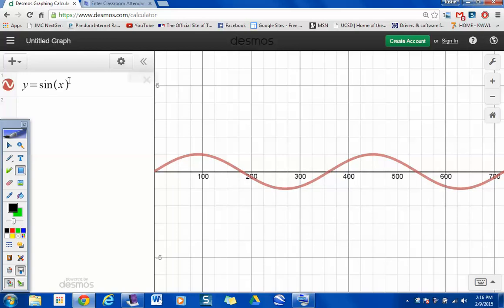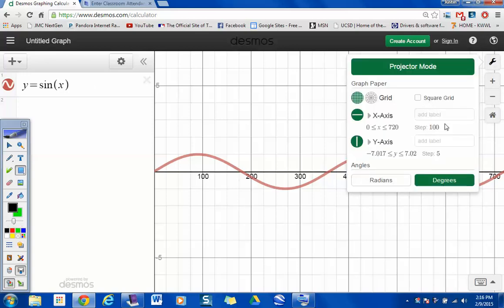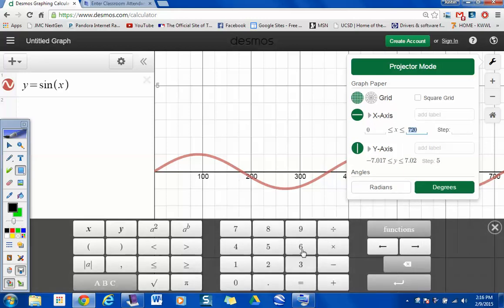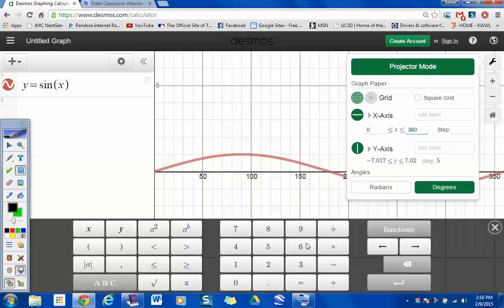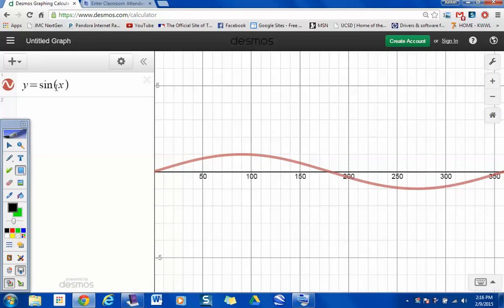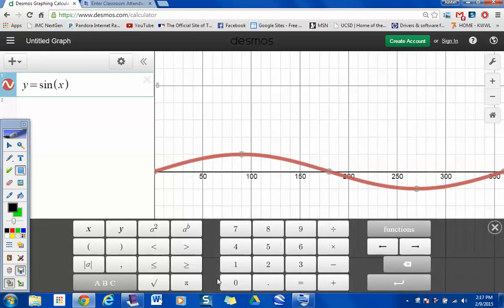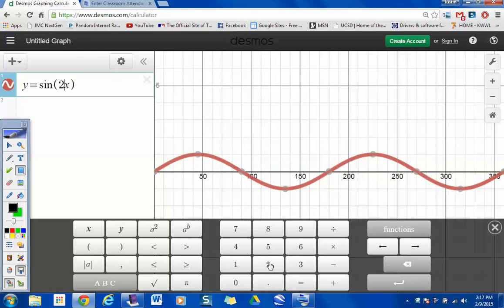Now, if I go back to my window of 360, I want to know what effect B has. So I'm going to change this again to 360. Okay. What would happen if I put a value right in here? Say maybe 2. Guys, what did that 2 do to the graph? Did it change the amplitude? Did it stretch it vertically at all? No, the highest value and lowest value are still 1 and -1.